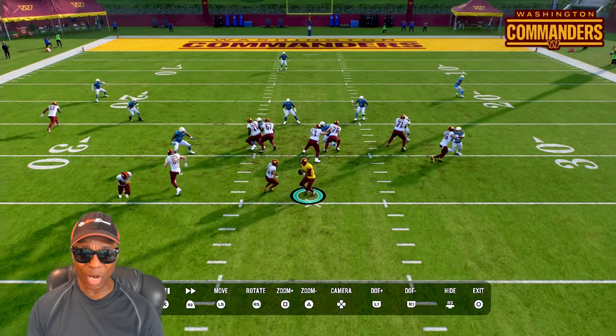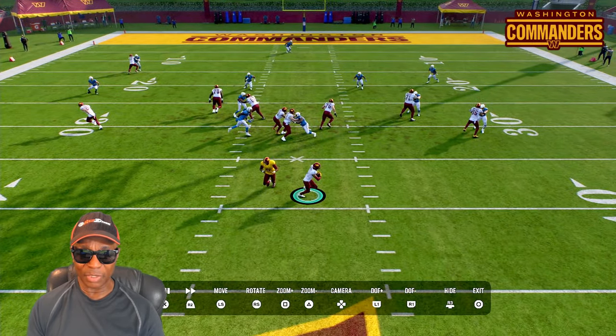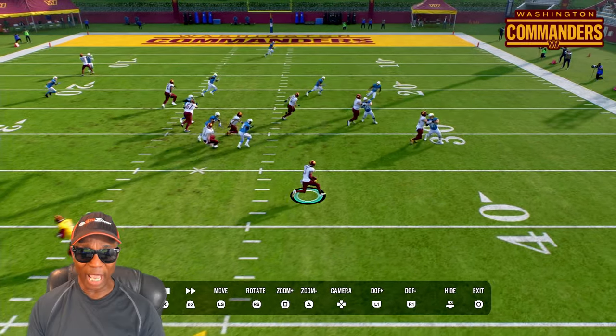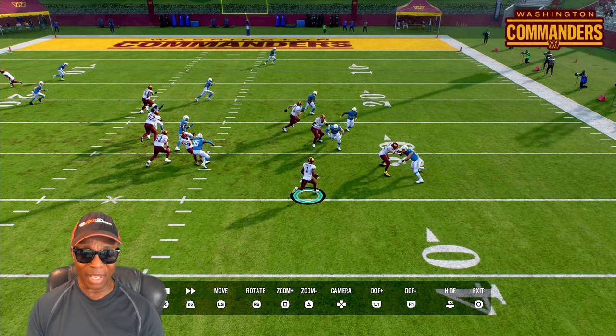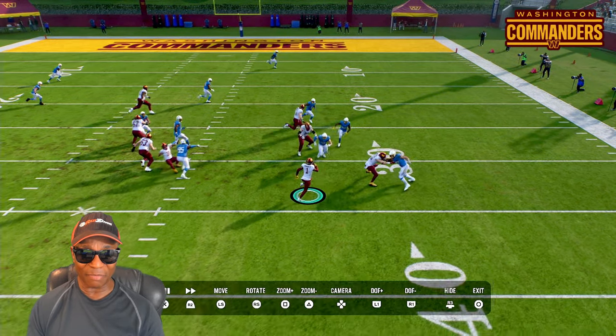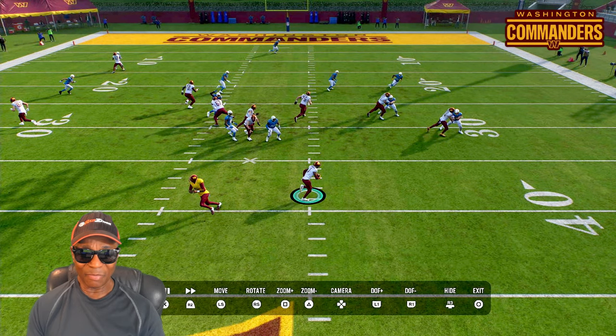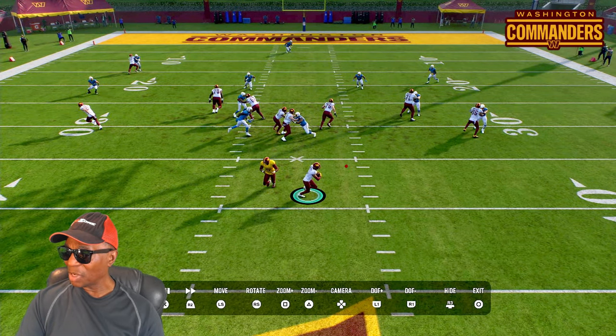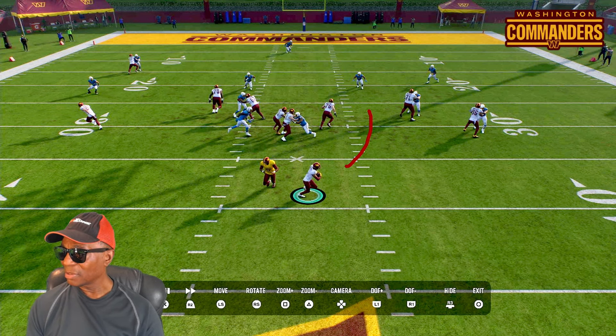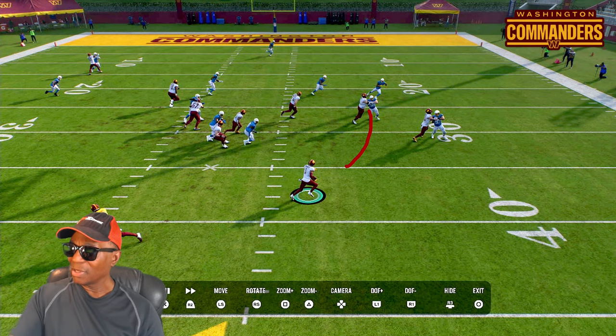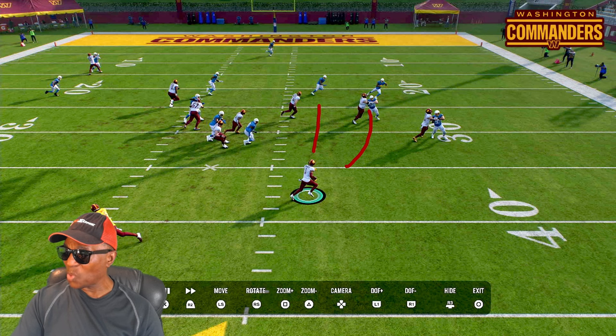Our tight end got him right there. He's doing a great job blocking him. Look, we got room to run, guys. We got room to run. But it just took long to develop. When I saw these guys getting ready to release, maybe I should have cut it up here. You see what I'm saying? If I had to cut back up in here, we got more running room.